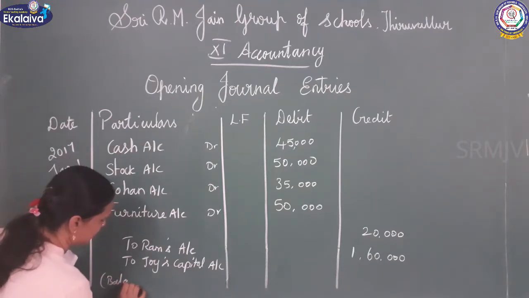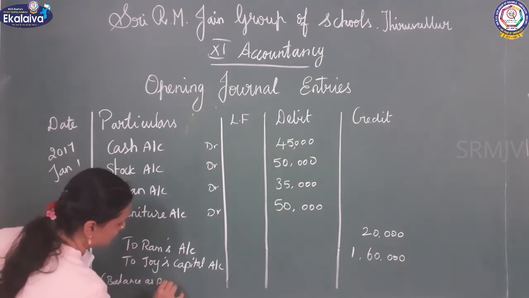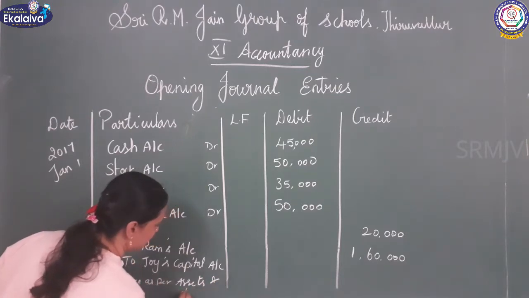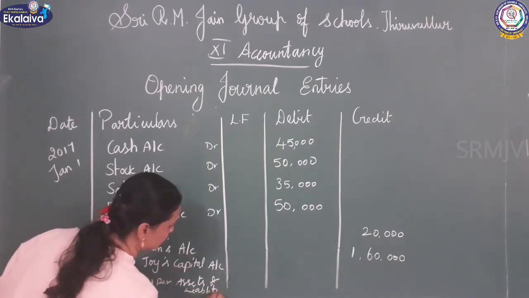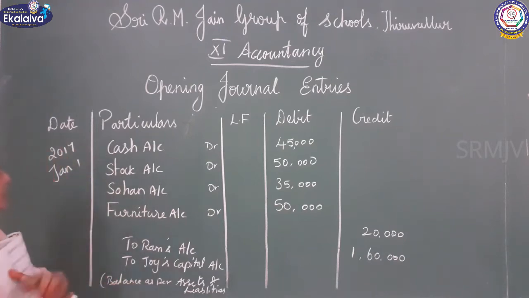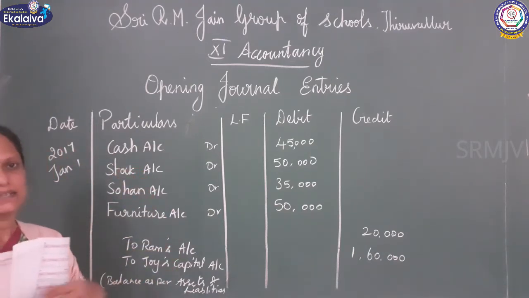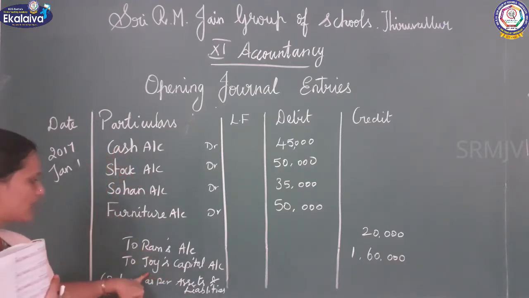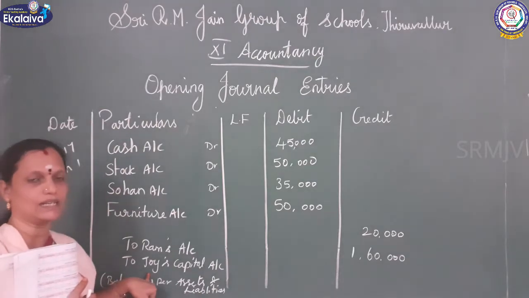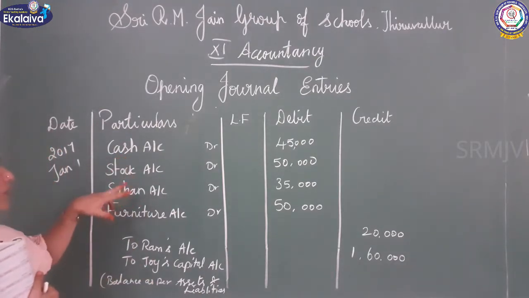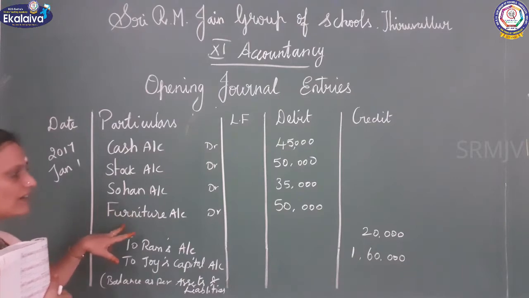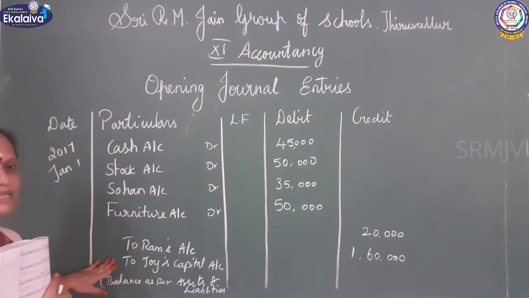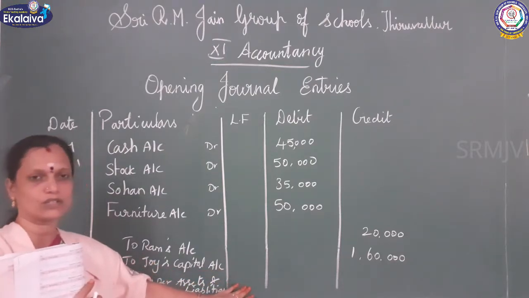See, balance as per assets and liabilities. Okay, so this is the opening balance of the journal. Joy is bringing the capital as cash account, stock, and then Sohan, and then furniture. These are all the assets he is bringing, and then this is Ram's and Joy's capital account. So first we should enter this.